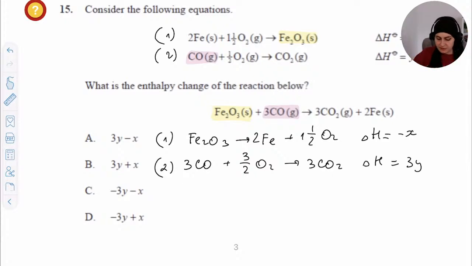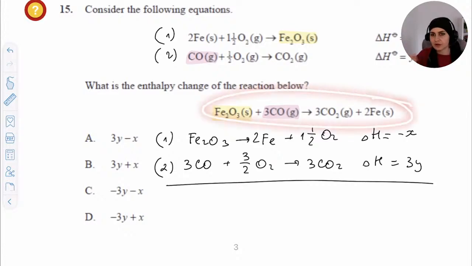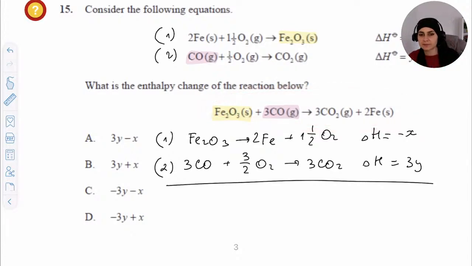So once I've done the manipulations with my two equations, so I know what I do with every single one of them, I will add them up just to check. And once I've added them up, I will get the equation for which I need to find the enthalpy. If you get something else, it just means that you've done something wrong, yeah? But okay, let's do it. So I will add the first equation to the second equation.